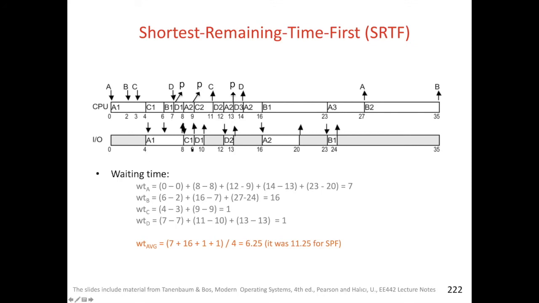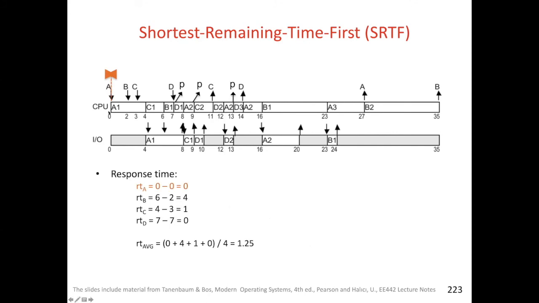However, it is not possible to apply the shortest remaining time algorithm in practice. Instead of that, the remaining times are predicted. Response time for process A is 0. It is submitted and started execution immediately. The response time for process B is 6 minus 2, which is 4. For process C, it is found as 1, and for process D, it is 0. Average response time is 1.25, and it was 3 for shortest process first.